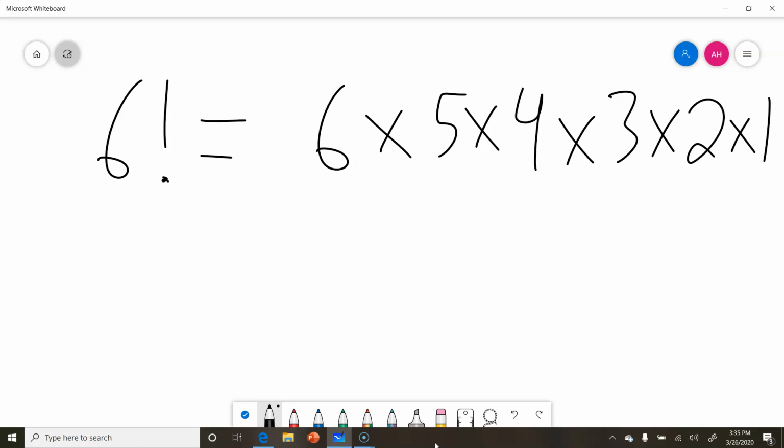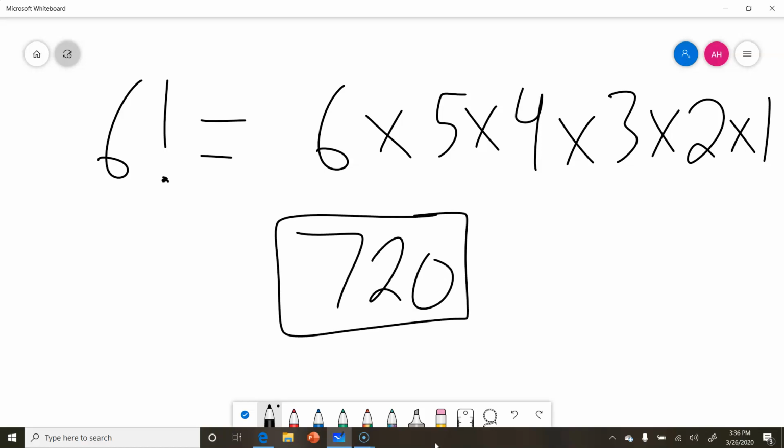Now, the great part about that is you all have calculators at home, so you literally just type that in your calculator: 6 times 5 times 4 times 3 times 2. You don't have to multiply by 1, you can if you want, and you get the total of 720. So 6 exclamation point equals 720. If you need to write that down or pause me, go ahead. But I'm going to do another one.